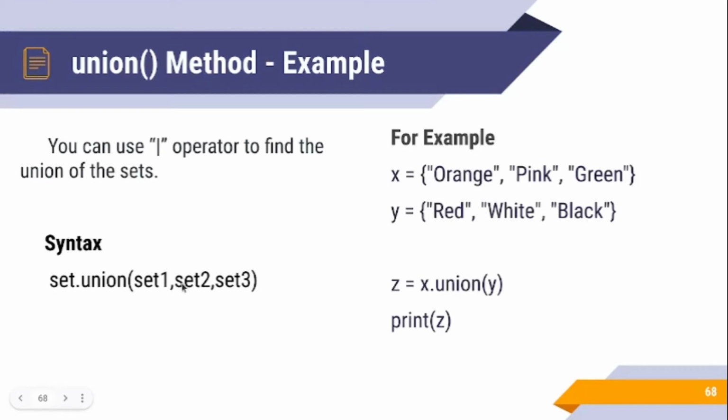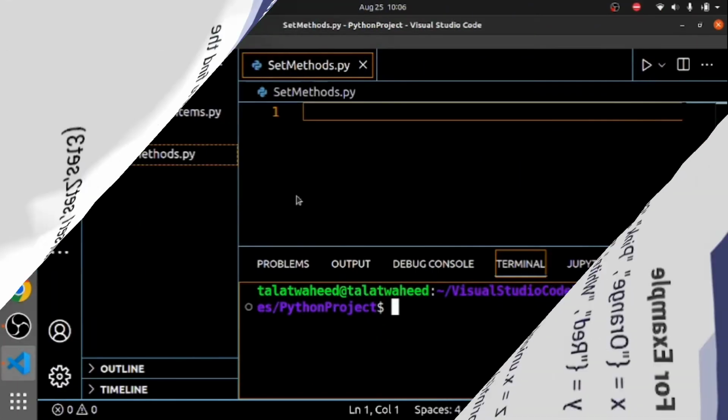For example, x is equal to orange, pink, green, and y is equal to red, white, black. z is equal to x.union(y), and print z. It will give you all the elements of set x and set y. Let's check in the editor how it's working. Open your editor. I'm using Visual Studio Code here.